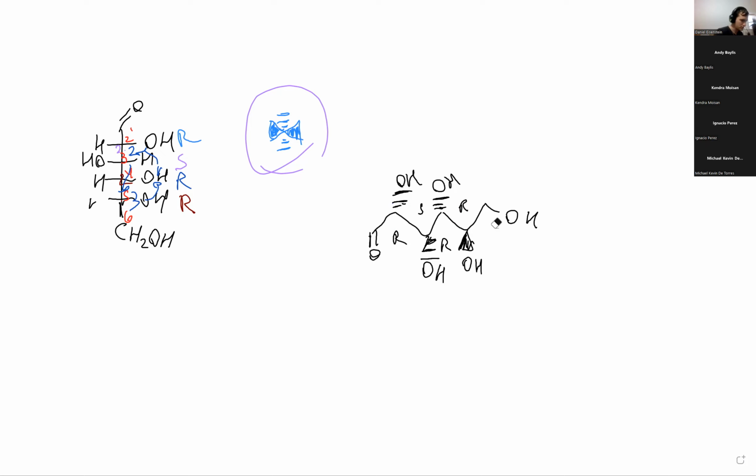Oh, quick question. Go ahead. You mind going over how carbon, what is it? 1, 2, 3. How carbon 4 is R? On which structure? On the Fisher projection? Okay, there we go. 1, 2, 3, 4. I'm gonna clean it up a little bit.